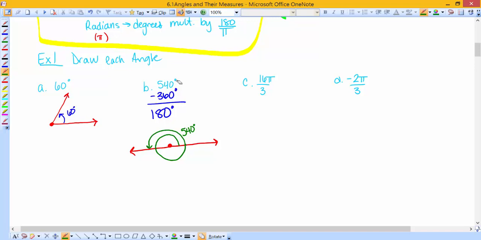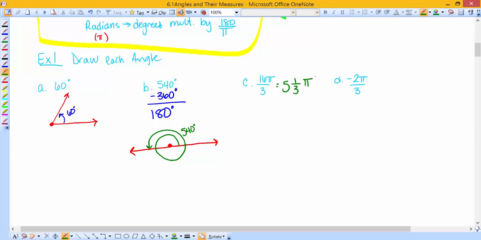16 pi over 3, there are two ways that you can find this angle measure on your unit circle, or where it would be located on your unit circle. One method is to just divide 3 into 16. 3 goes into 16 5 times with 1/3 left. So now I'm looking at just the radians.